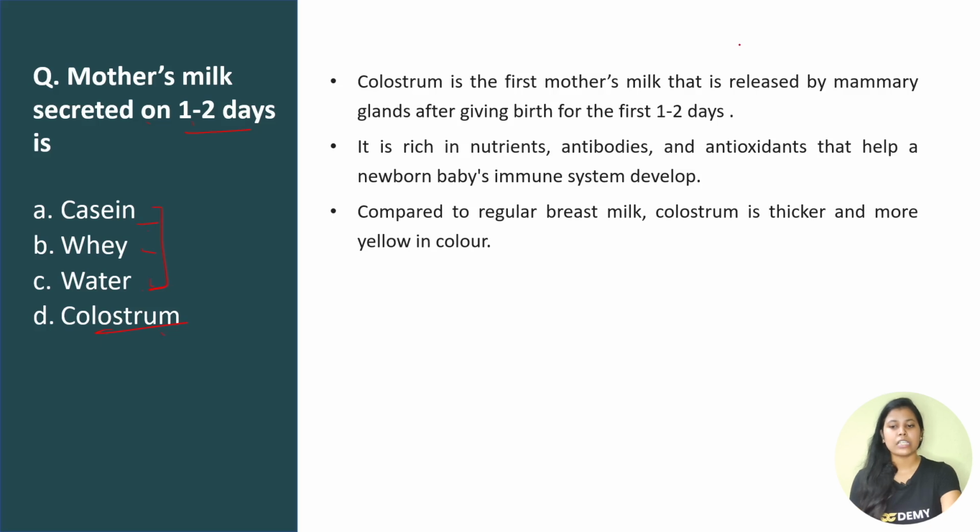As we said, it is released by the mammary glands of the mother after giving birth on the first or second day. Why is this colostrum milk so unique and important? Because it is rich in nutrients, antioxidants and antibodies, so it gives the newborn baby the immunity to fight diseases in the initial days. Also, compared to regular milk, colostrum is much thicker and very yellow in color. So the correct answer is colostrum milk, option D.